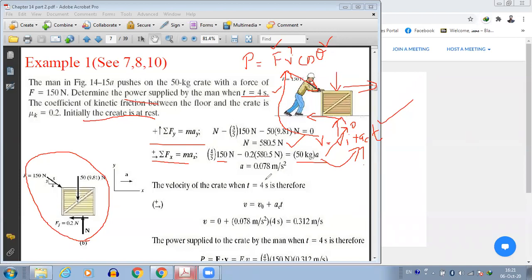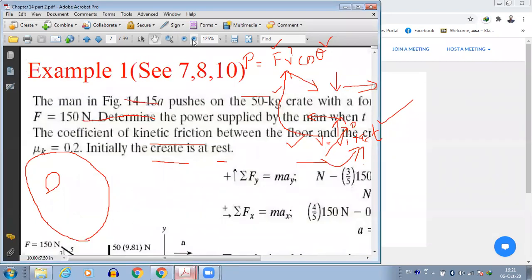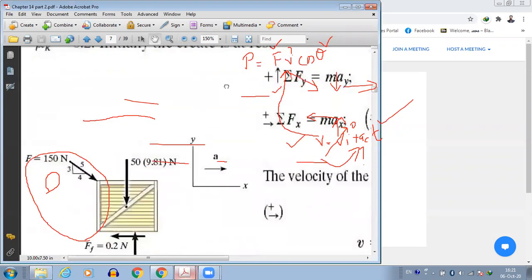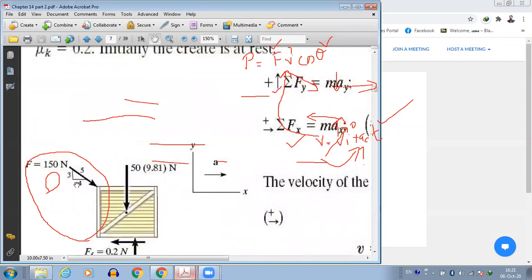How do we know the angle? This is a good question. Look here, you know about this triangle, right? This is a pretty little triangle which normally they use in the book. 3, 4, 5. So can you find the angle using that?